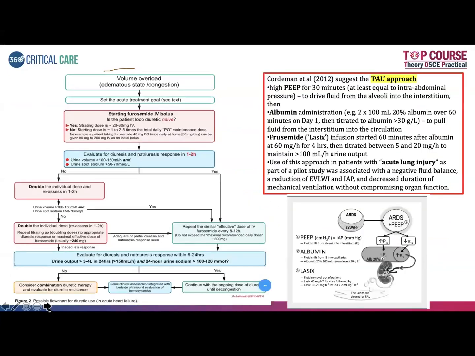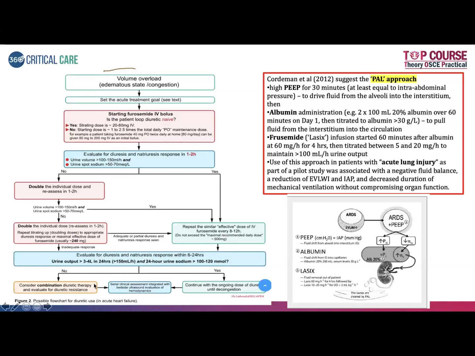So how do you actively do the deresuscitation? Actively by starting diuretics. One is restriction of fluid intake, avoid fluid creep. Then start diuretics. The dose is actually 20 to 80 if it is a naive patient. And if the patient is already exposed to diuretics, you can give 2 to 2.5 times. Expect a urine output of more than 100 to 150 ml per hour. You can double the dose of diuretics and put the patient on infusion as well. Target a negative balance, okay?